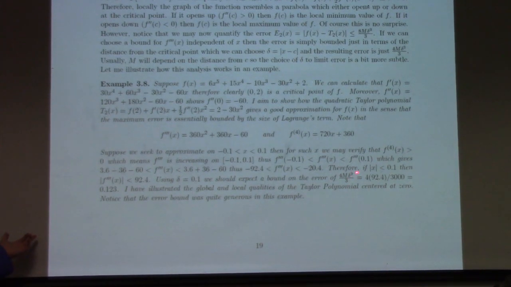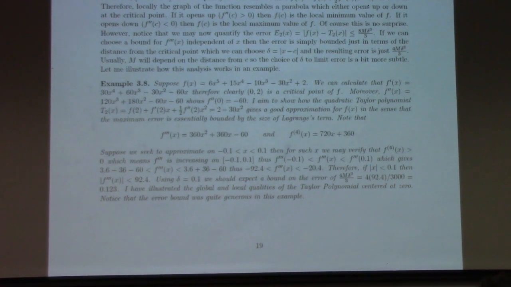Delta is my delta here is, let's see here, 2 delta is L. That's where this 4 is coming from, right? L is equal to 2 delta in this example. And so I work that out, I get 0.123.